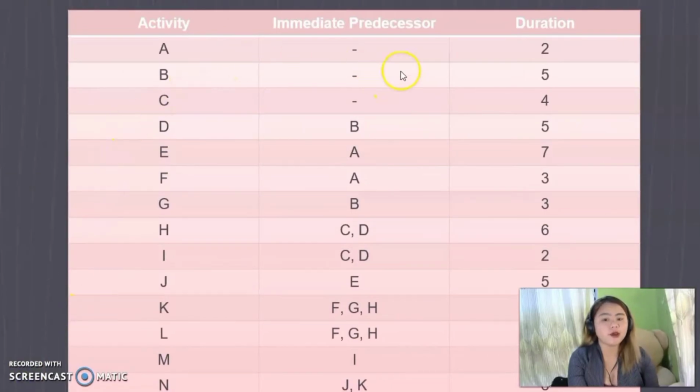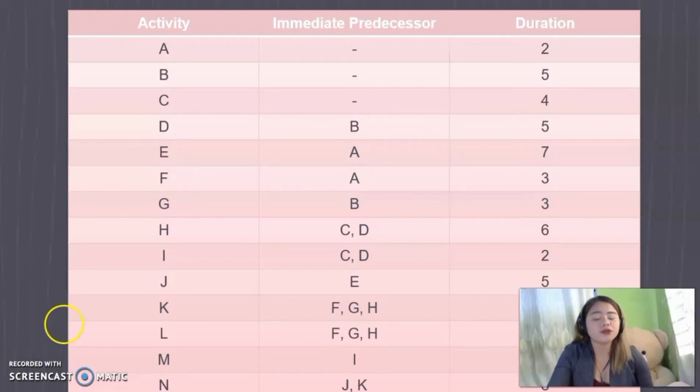So as you can see, an immediate predecessor is given. Activity B is an immediate predecessor for activity D. It means that only after completing activity B can we move to activity D. In the same way, as you can see, activity B is also an immediate predecessor for activity G here. So therefore, after we complete activity B, we can move to activity D and G.